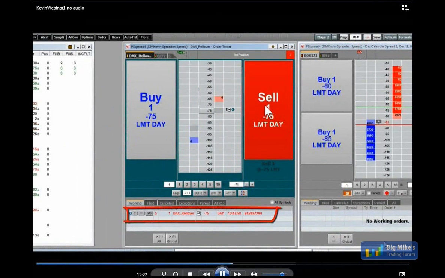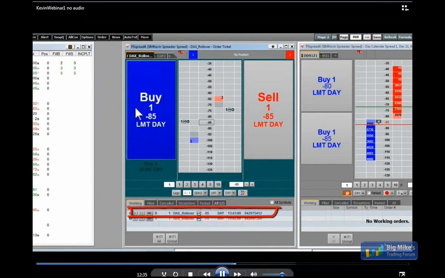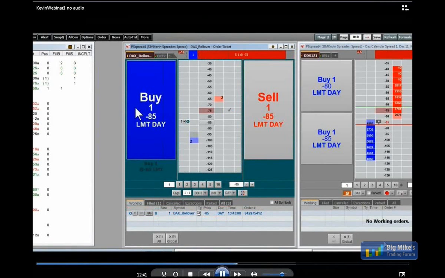Choosing to work the offer at 75 in one click. Within the order ticket there, I also see that working order. Again, it's a strategy I've named DAX rollover. Choosing the lower level now, I'm going to bid this at -85. And I'm getting some fills here.